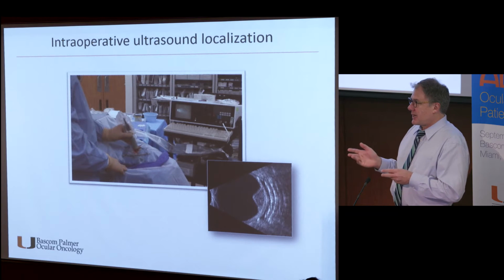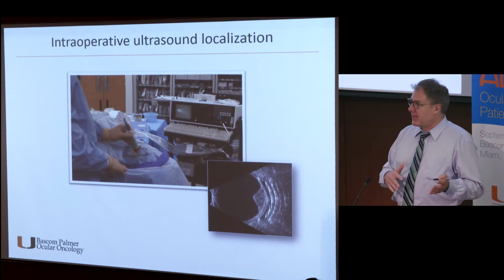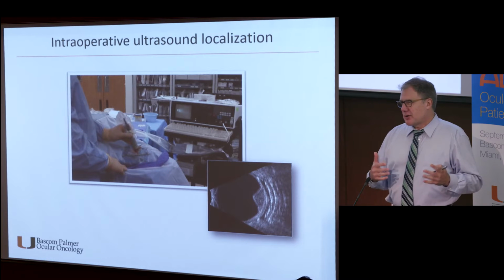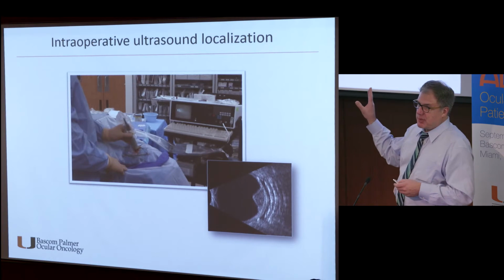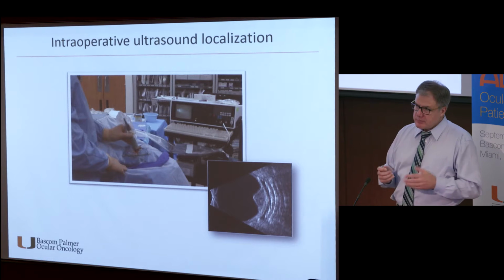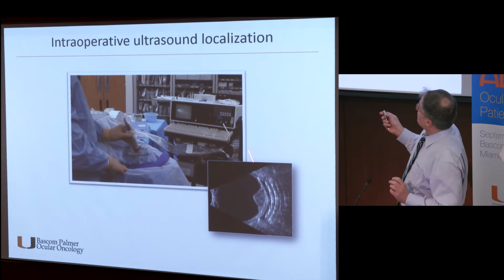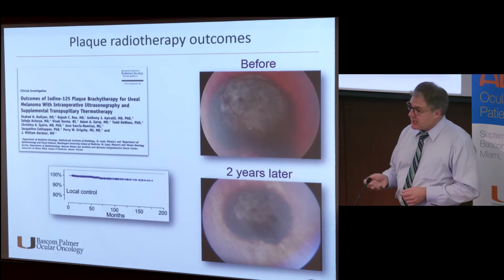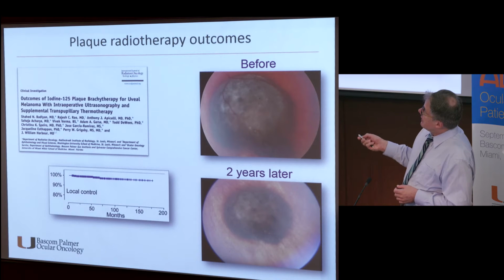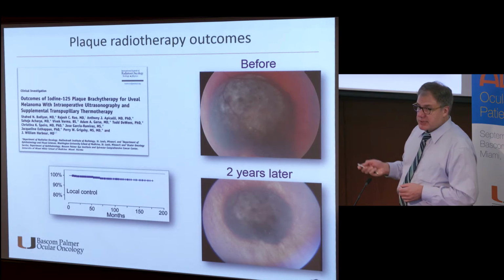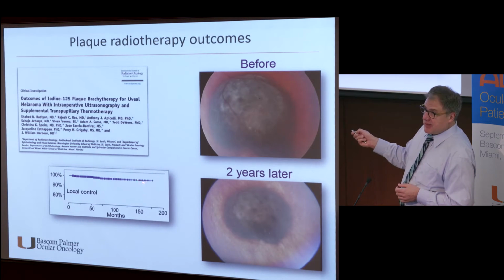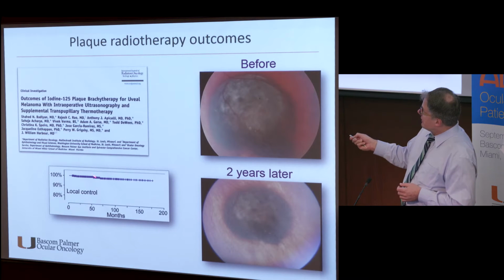So back in the 80s and 90s, there was this presumed advantage of proton beam over plaque because of the lower failure rate. But it turns out the high failure rate with plaques was just that people were not localizing them properly. Now most of us do that, and that failure rate has gone way, way down. This is just an example of my 16-year experience at Wash U in St. Louis before I came here. You can see that over that time, we had very, very few patients fail their plaque therapy.